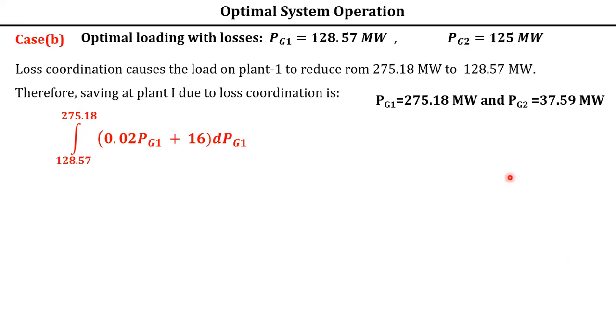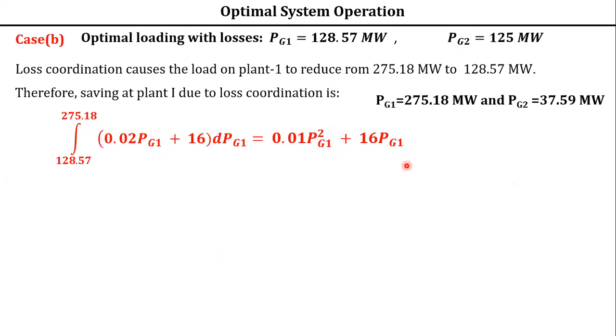Okay, Shanti Prasad has given the answer. So both of them have given. Okay, right. Tushar, you have corrected yourself. 2937.7 rupees per hour, that is the answer they have given. Let us see what the answer is. Integrating, you are going to get 0.01 PG1 squared. Why? Because it is PG1 squared by 2 after integrating. So you will get 0.01 PG1 squared plus 16 PG1.